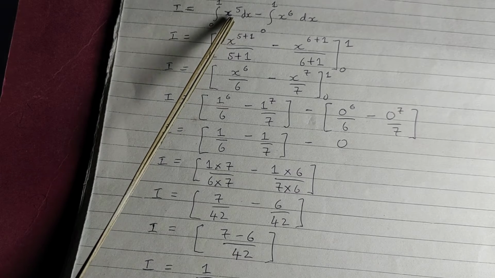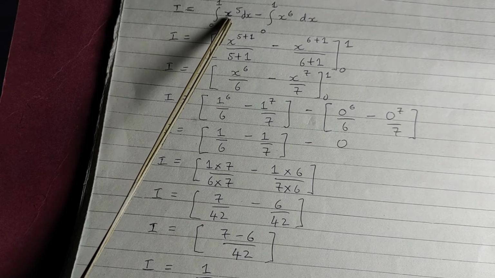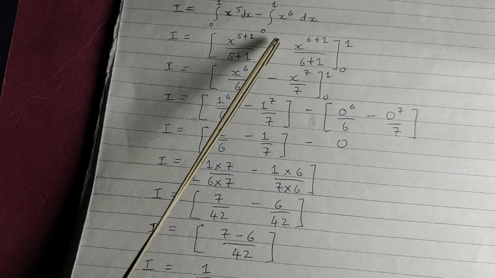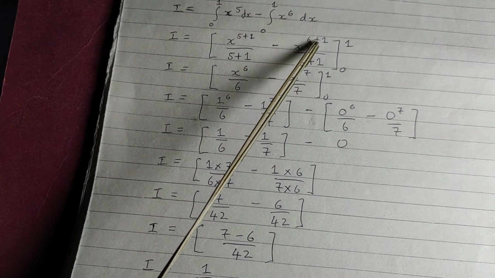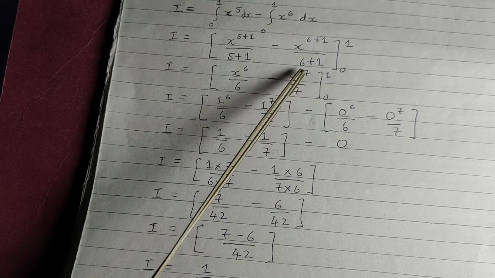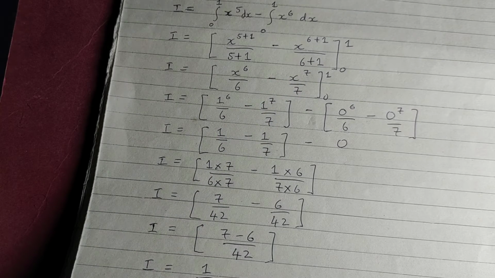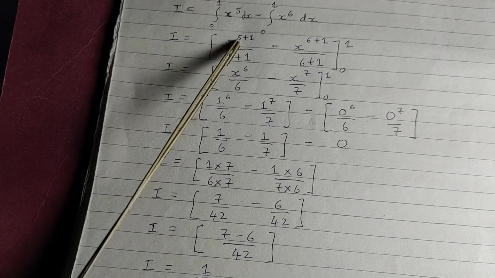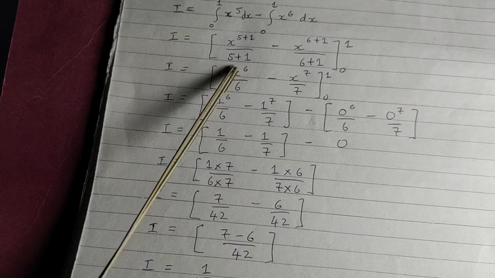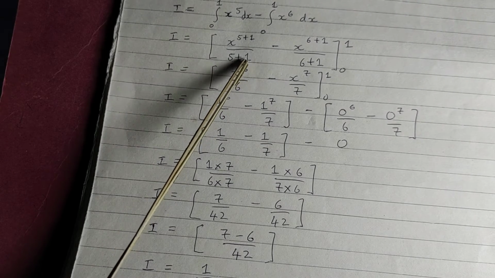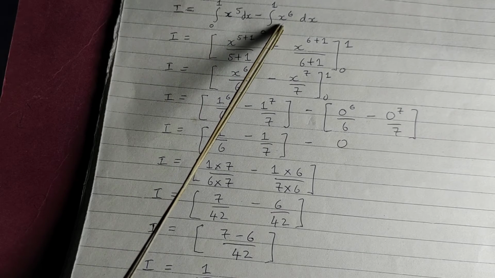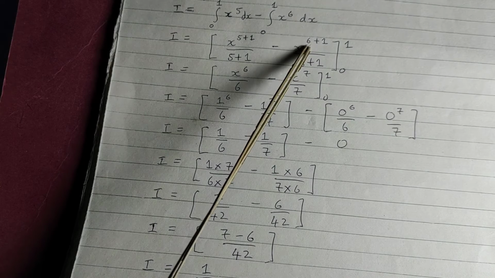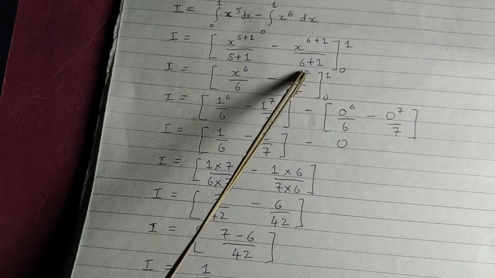So when we integrate, you know that it is x raised to n plus 1 and the denominator also n plus 1. Here also x raised to n plus 1 and here denominator n plus 1. So here n is 5, so 5 plus 1. So here the denominator will also be 5 plus 1. Here also if you integrate x raised to n plus 1, n is 6. So 6 plus 1, denominator will be 6 plus 1.